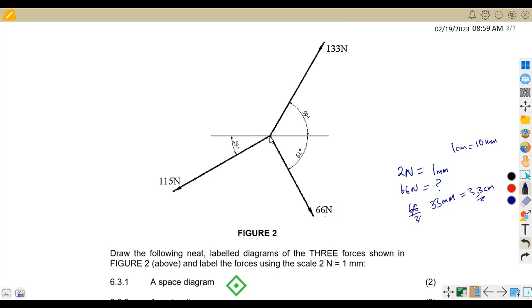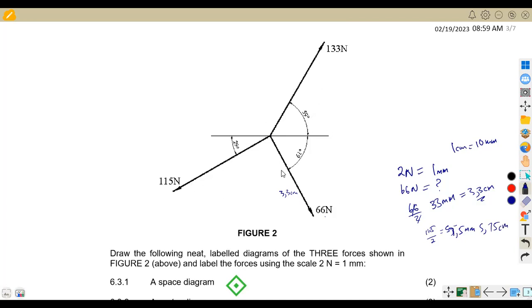But now the distance from this point to this point, at 61 degrees, is supposed to be 3,3 centimeters. The same here: 115 over 2, which gives 57,5 millimeters, which is 5,75 centimeters. So that is what you're going to do for each and every force.